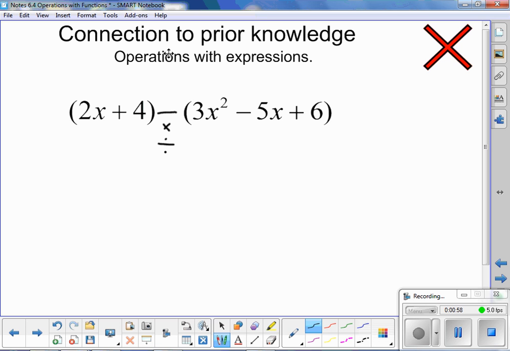Now the only new thing today is that we're going to actually put it in function notation. So it's not going to look like this right away. The first thing that we're going to see is this whole f of x function notation and g of x. So you're going to have to know how to replace those.